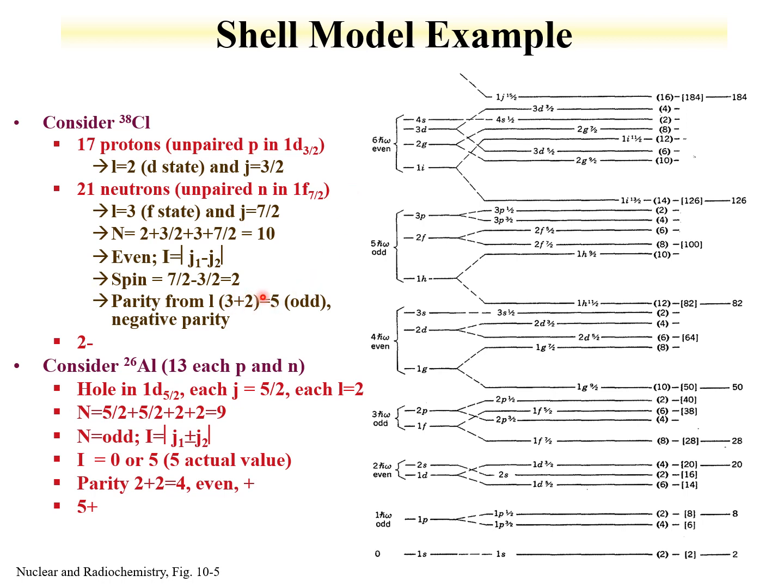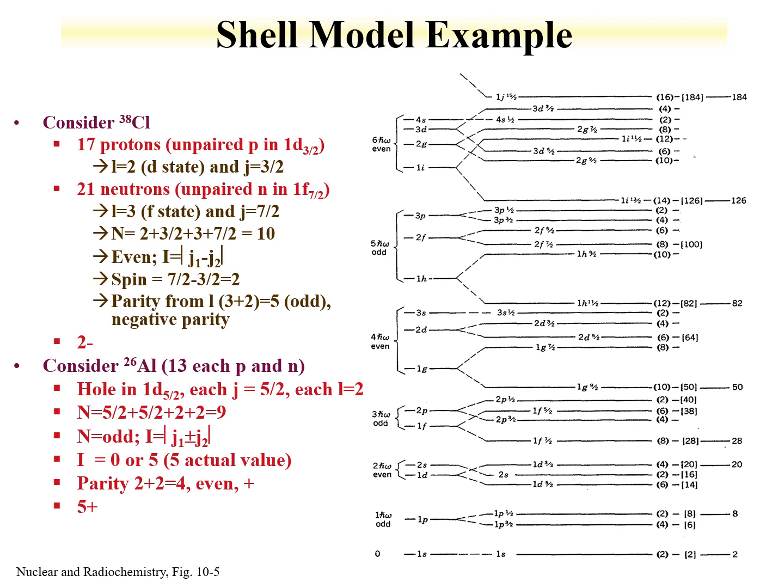7/2 minus 3/2 is 4/2. The spin is 2. The parity is from the L's, so that's 3 and 2. The L is 5, negative parity. The spin is 2. The parity is minus. We expect chlorine-38 to have a spin and parity of 2 minus.